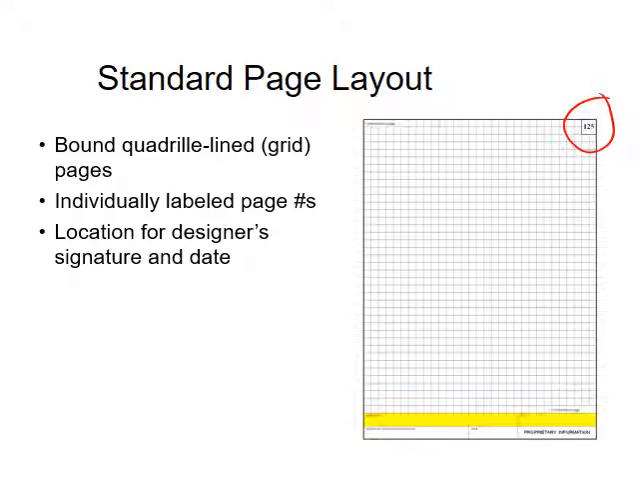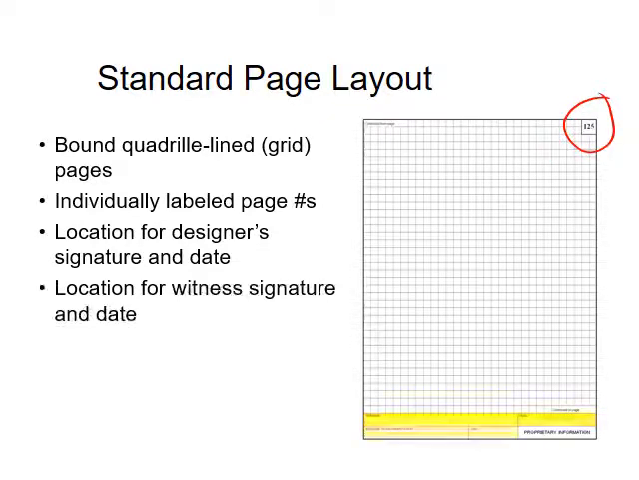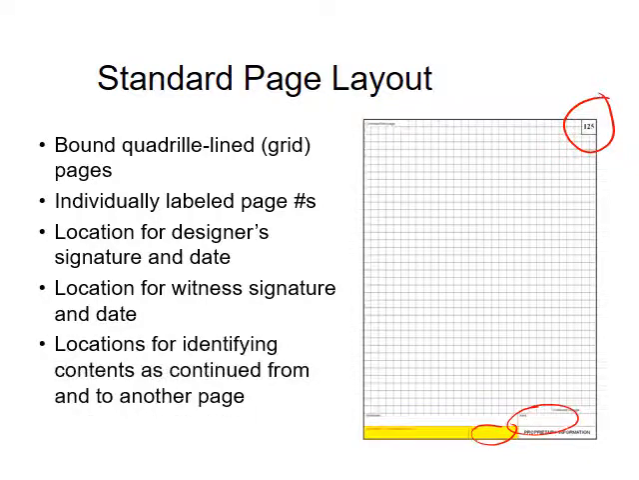You're going to see a location for signatures. So you, or whoever the designer is of this page, is going to sign it and date it the day that they completed this page. So you don't sign and date it until you're complete with the page and ready to move on to the next page. The day that you show it to a witness, they're going to sign it and date it. These two dates do not need to be the same, because the witness signs it the day they witnessed it, not the day you created it.